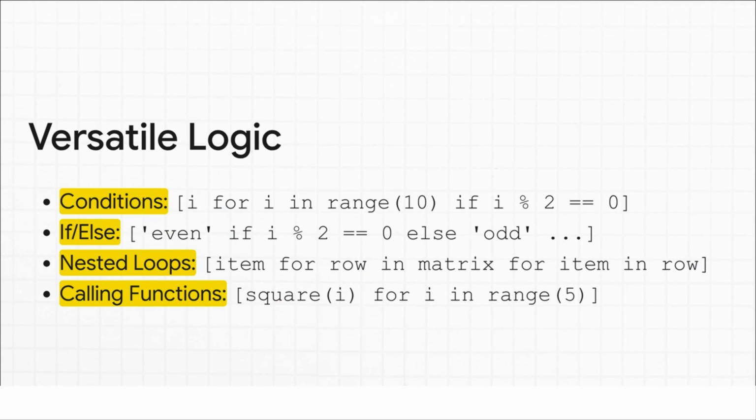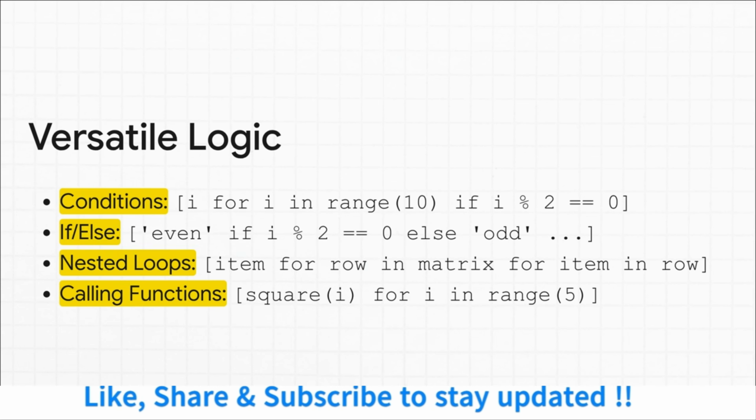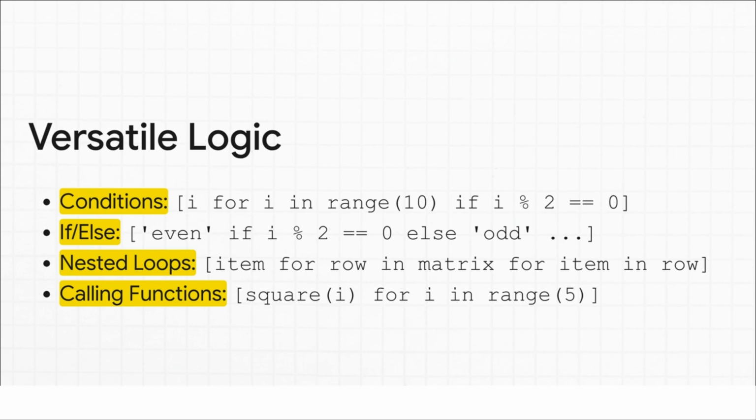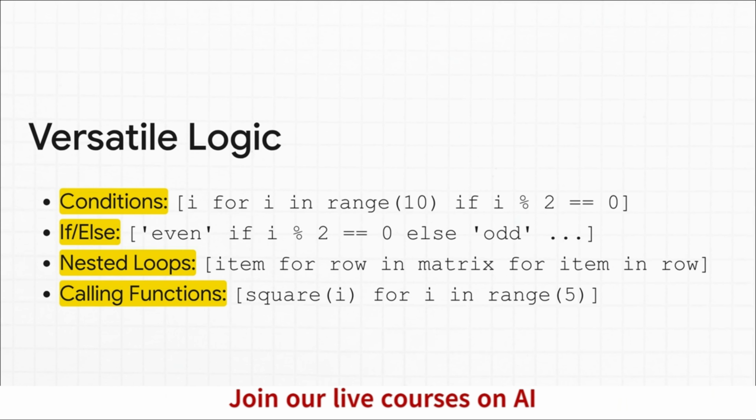And they are stunningly versatile. You can tack an if clause on the end to filter the items you're looping over. You can put an if-else expression right at the beginning to transform items based on a condition. You can even nest multiple for loops to just effortlessly flatten complex things like a matrix of data. And of course, you can call any function you want on the items, all inside that one elegant line.